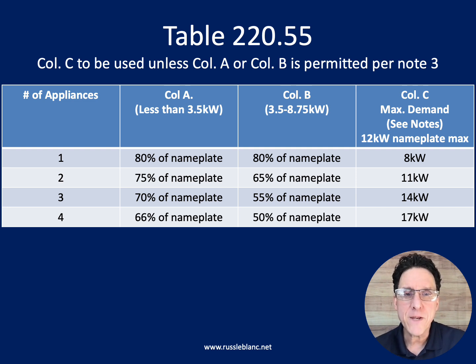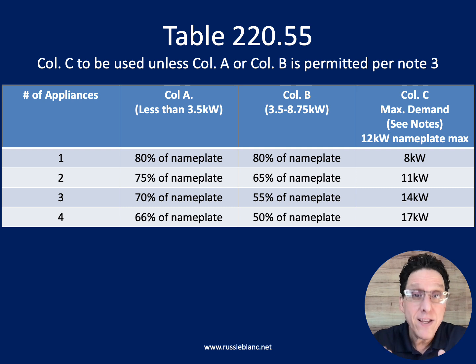Now, column C is for every nameplate, right? Column C to be used in all cases. But the thing with column C is the values in column C are actually kW ratings. It's the maximum demand, kW. And as long as your nameplate does not exceed 12, then it's just a matter of reading column C as it is, and that's it. Whatever the number is in column C, that's what you use, right?